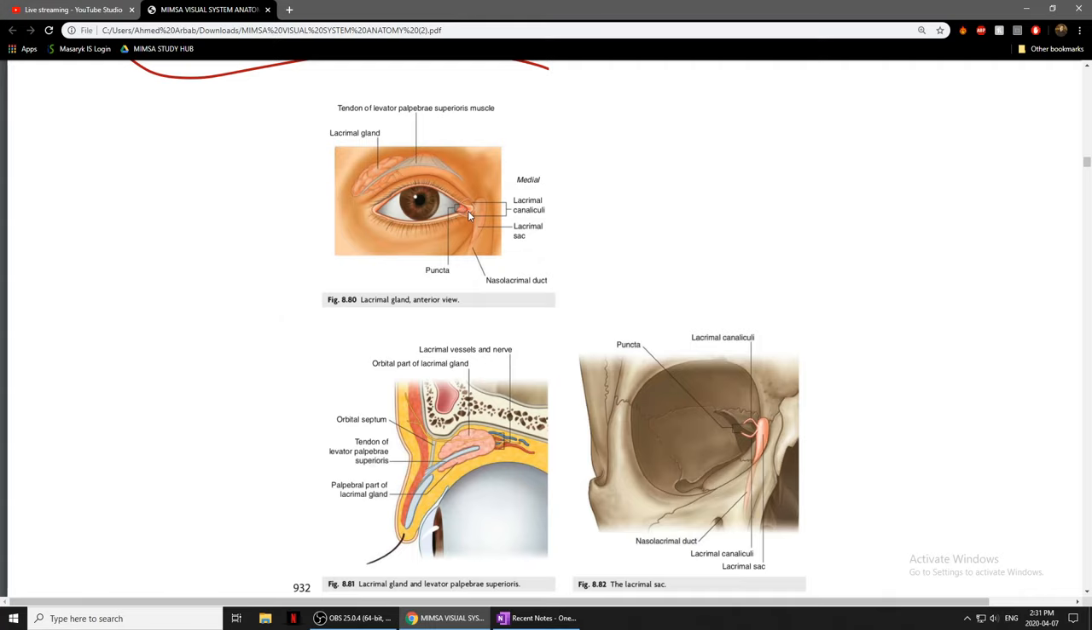And this region is where the lacrimal canaliculi are situated. So there's a superior one going upwards and an inferior one coming downwards. Both of these are the beginning of the drainage system of the lacrimal gland. So the tears move through these canaliculi, they enter into the lacrimal sac, and then they move downwards. The tears are drained downwards and they enter into the inferior meatus.